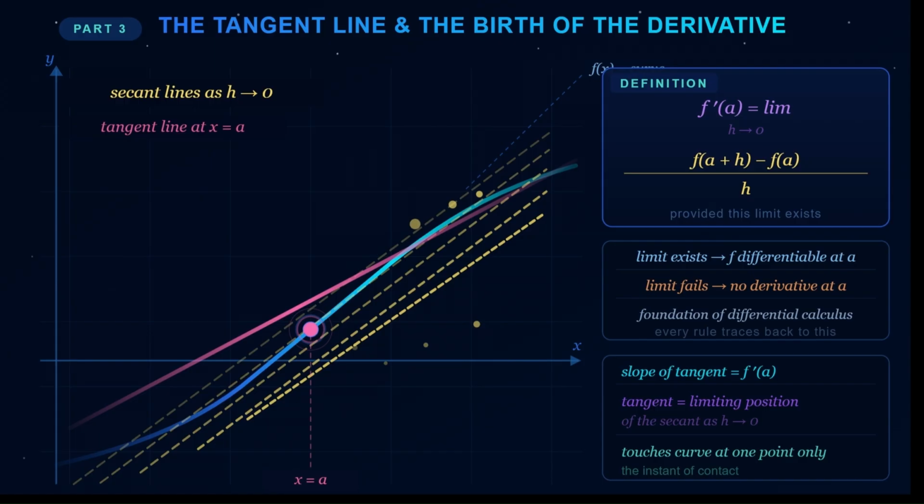This definition is the foundation of differential calculus. Every rule, every formula, every technique you will ever use for differentiation traces its justification back to this single, elegant limit definition. When the limit exists, we say that f is differentiable at a. When it does not exist, f fails to have a derivative at that point.